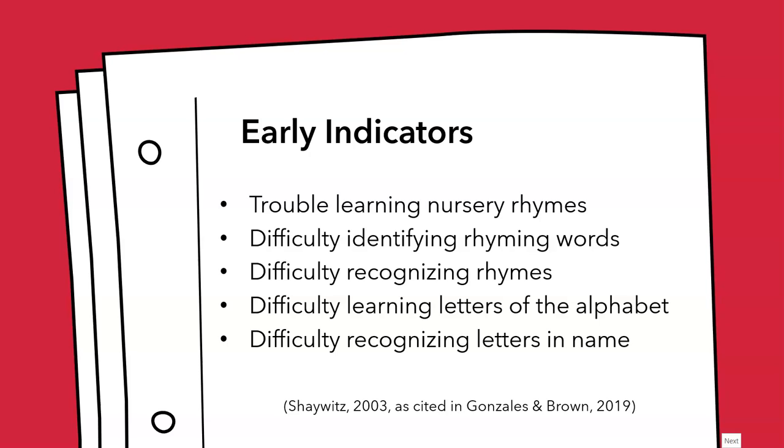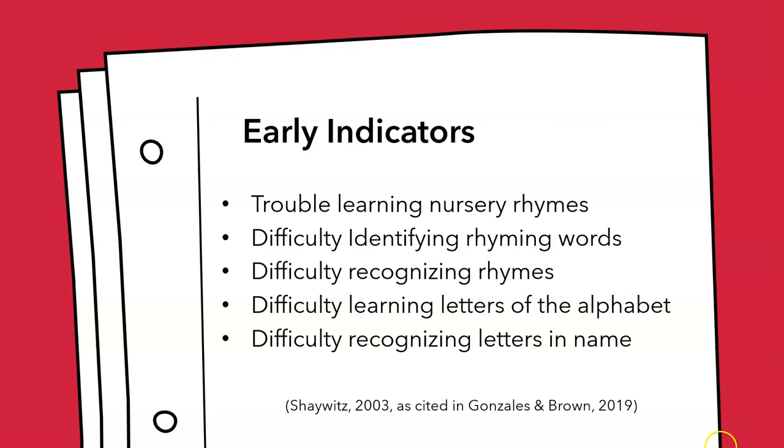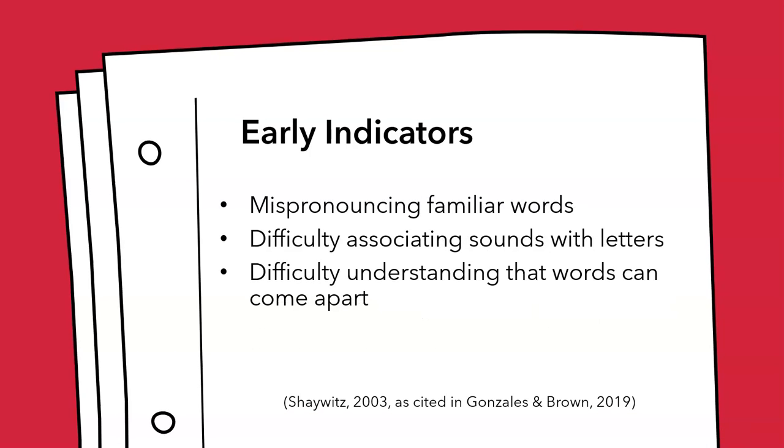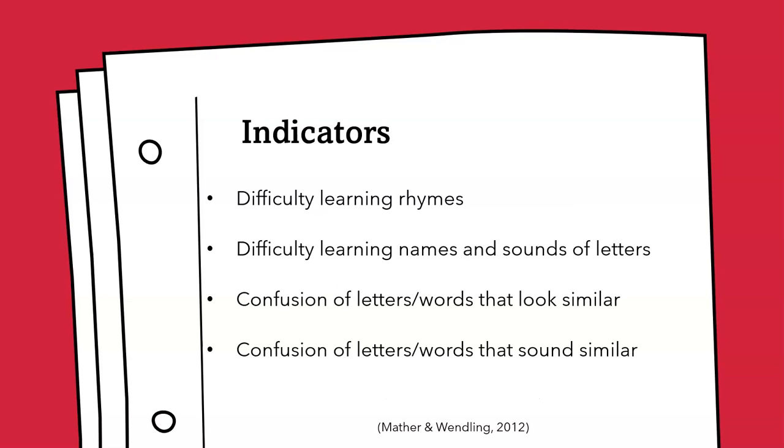struggling to learn and remember letter names of the alphabet, difficulty recognizing letters in their own name, mispronouncing familiar words, difficulty associating sounds with letters, difficulty understanding that words can come apart. Mather and Wendling also describe indicators of dyslexia, and we may see these in older children as well.